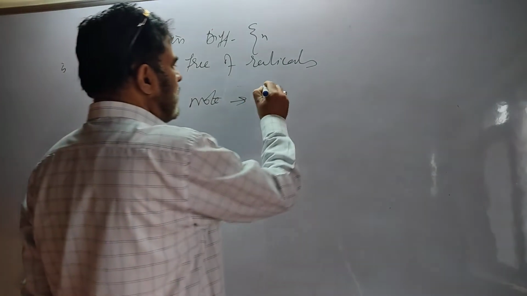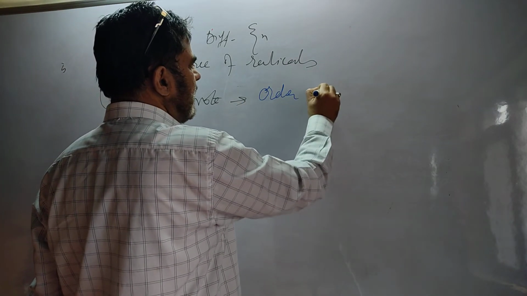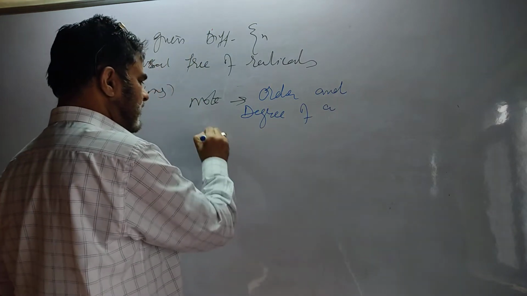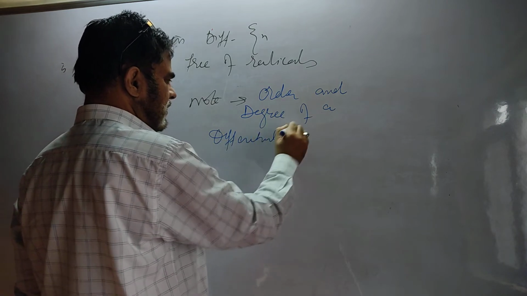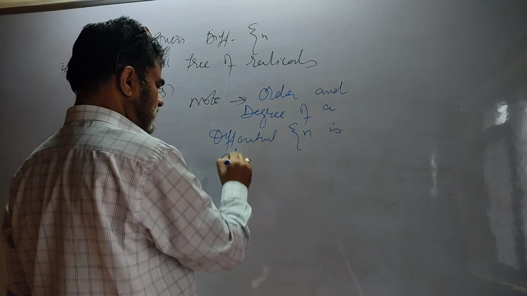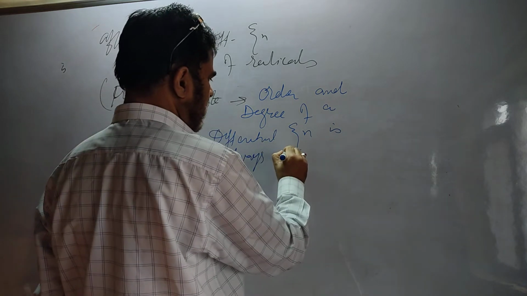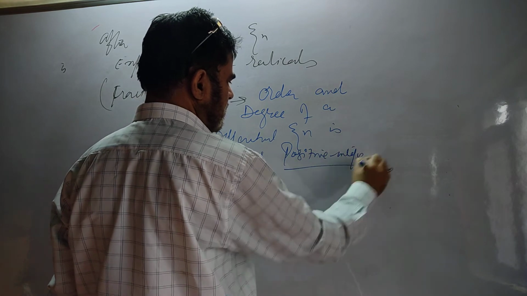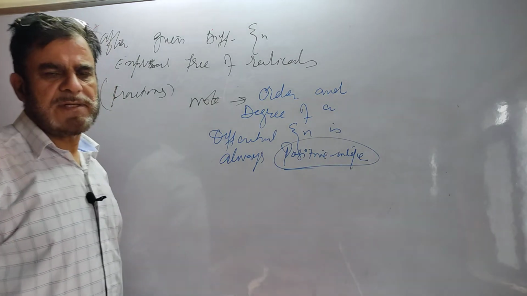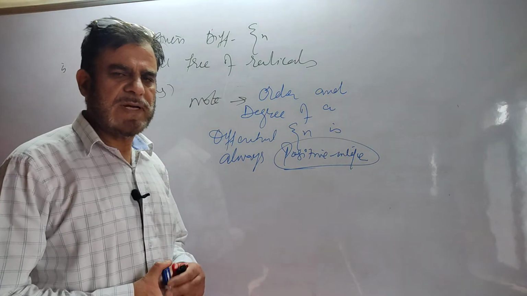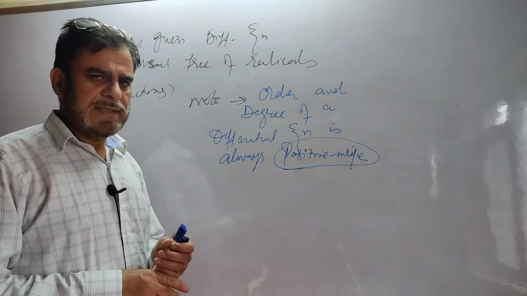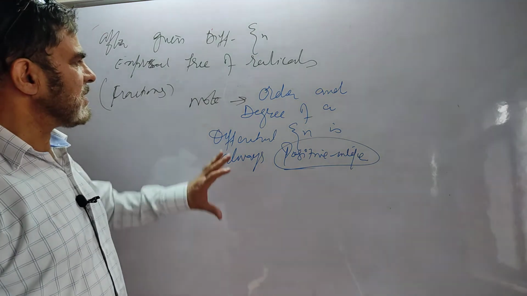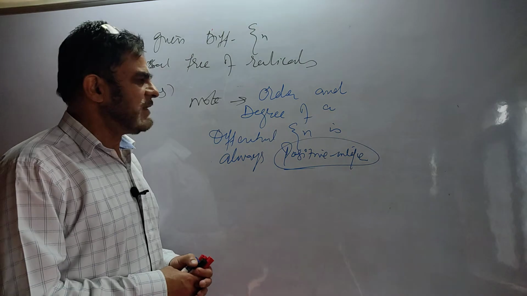So we will say the order and degree of a differential equation are always positive integers. They should not be a fraction, should not be a radical, and so on. We have to first write the differential equation in such a way that it is free from radicals and free from fractional powers. Then we can determine the degree of the differential equation.